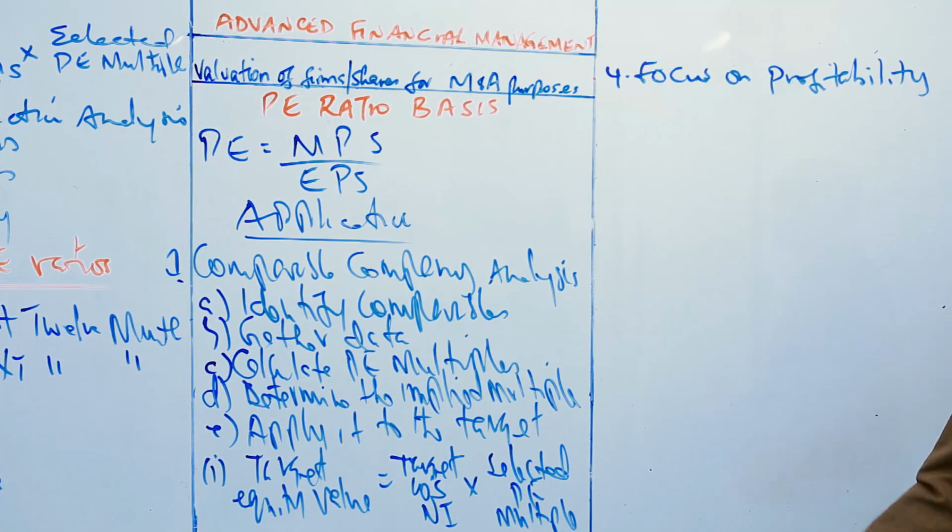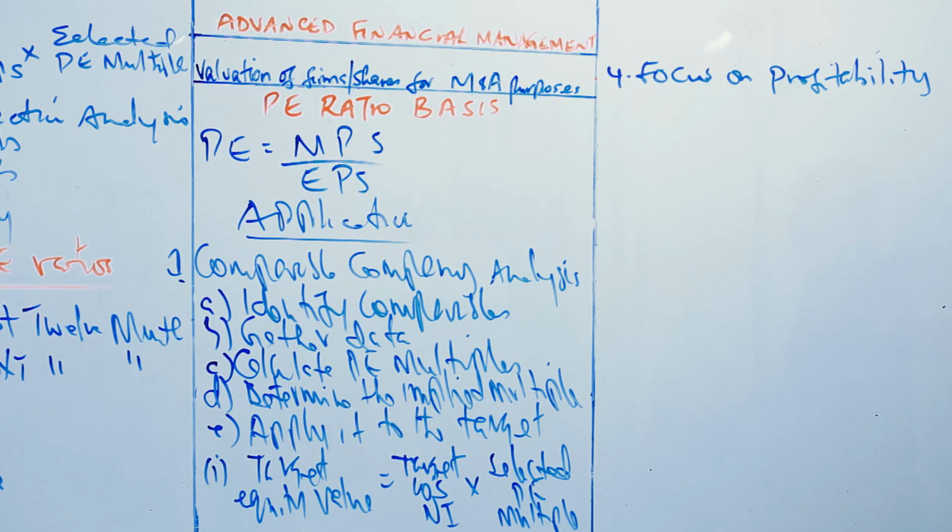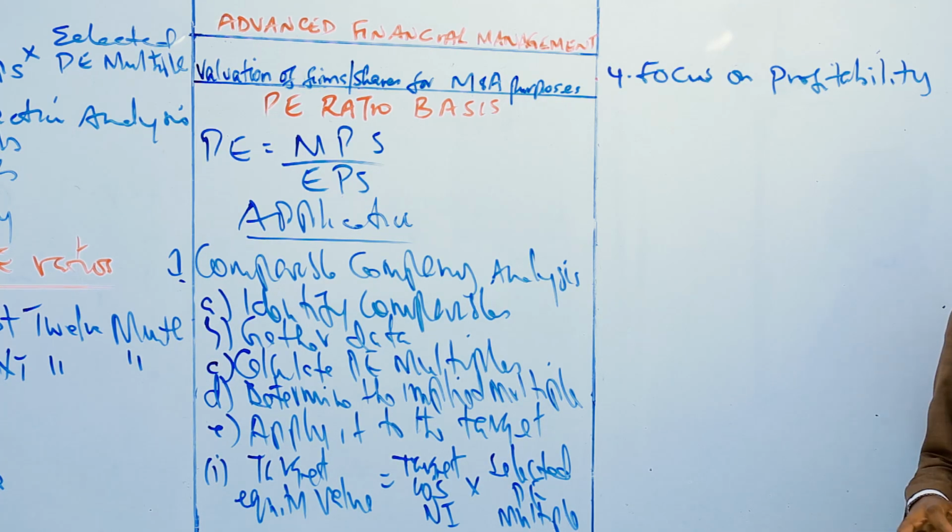The PE ratio basis directly links valuation to the company's bottom line, the company's bottom line profitability, which is a key driver for many acquirers.